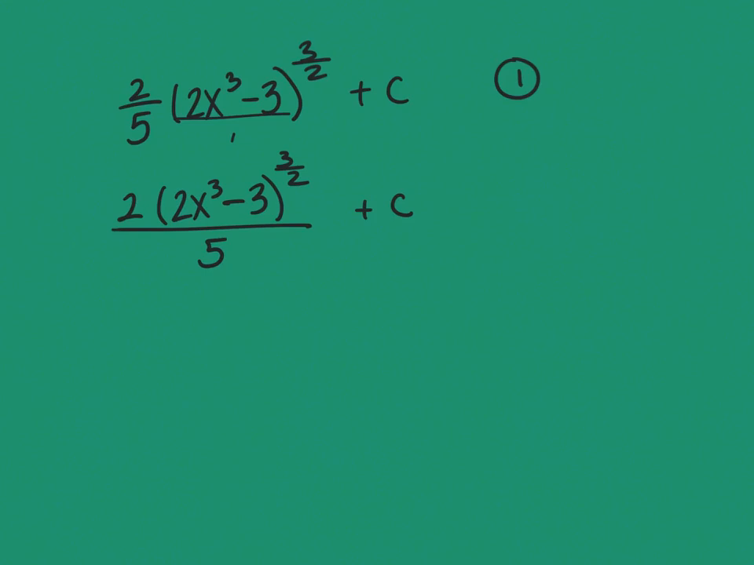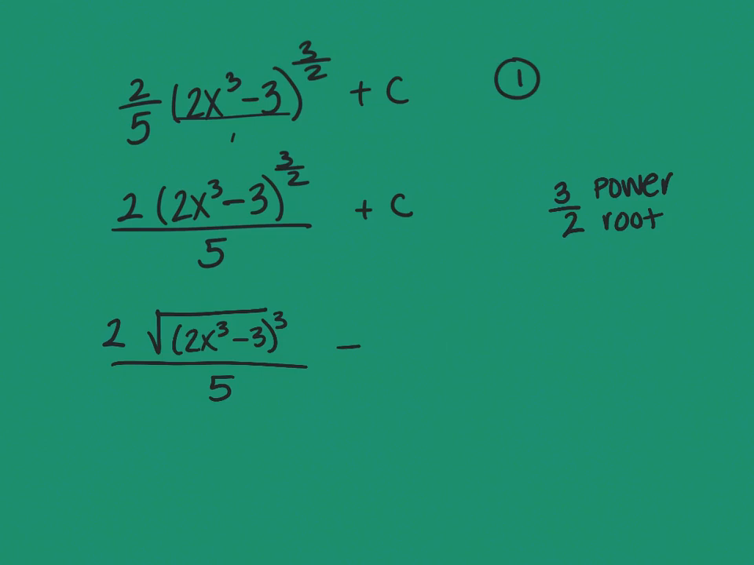Okay, that's one way. And then the last way that you could write this is with root and power. So if I have 3/2, right, the 2 is my root and the 3 is my power if I'm changing it to a radical. So I could write this as 2 times the square root of (2x to the third minus 3) to the third all over 5 and then plus c. Okay, so there are technically 3 ways that we could write our final answer.